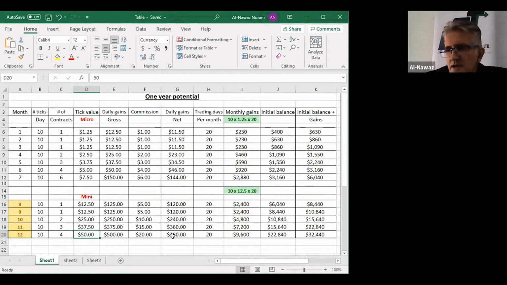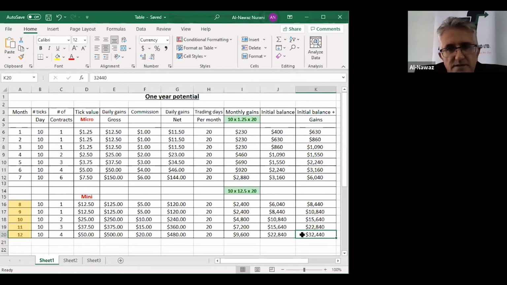You are making $480 per day for a total of $9,600 per month. And in your account, when you consider that every time your account grew, you did not withdraw any money because you want to increase the size of your account and the amount of money that you can make, you are now holding over $32,000 in your account.